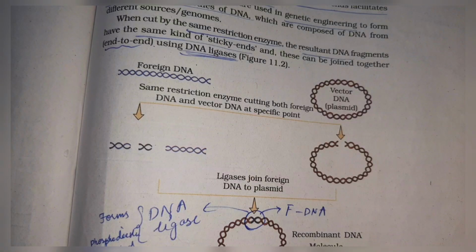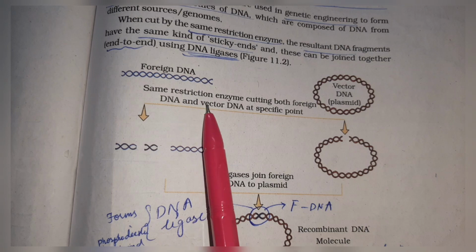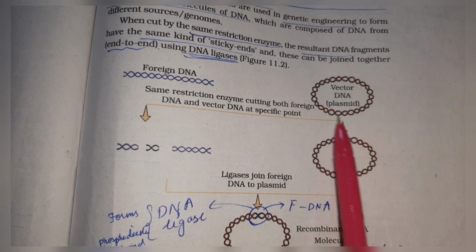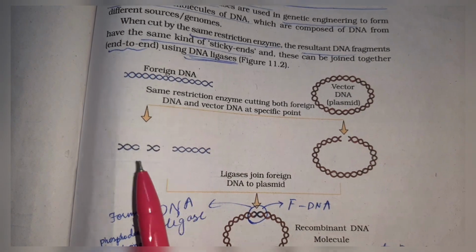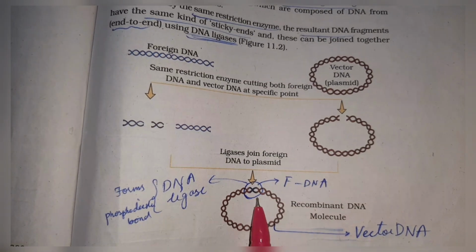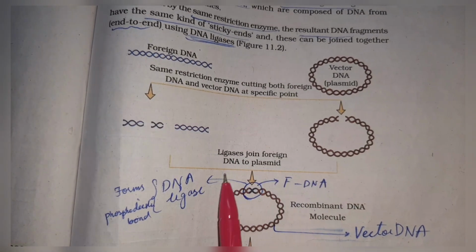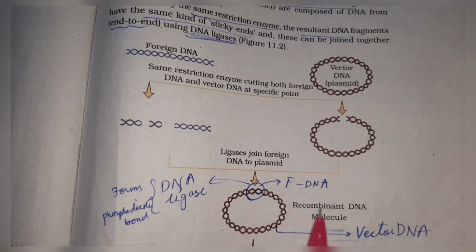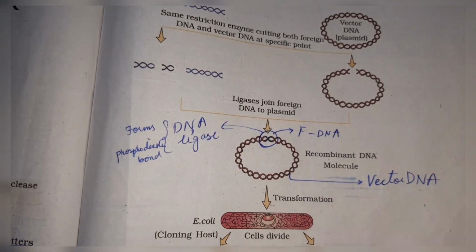In this diagram, we have already seen that we are cutting the foreign DNA as well as the vector DNA, that is the plasmid, with the same restriction endonuclease. Here we can see it is cut, then it is joined using ligase enzyme, and after it is joined, it is known as a recombinant DNA molecule.